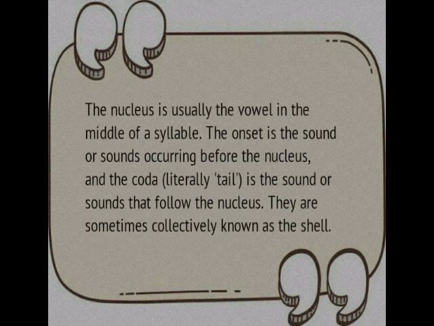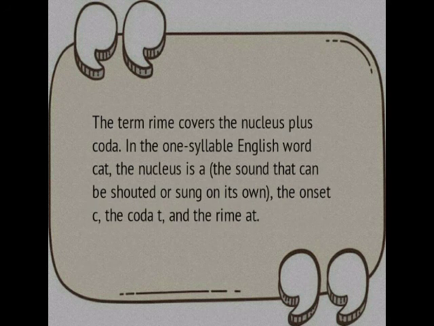The nucleus is usually the vowel in the middle of a syllable. The onset is the sound or sounds occurring before the nucleus. And the coda, literally tail, is the sound or sounds that follow the nucleus. They are sometimes collectively known as the shell. The term rhyme covers the nucleus plus coda.